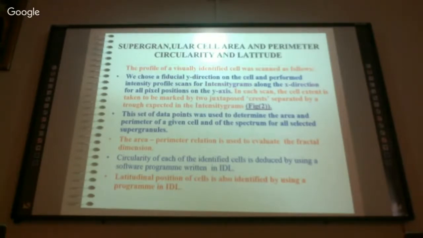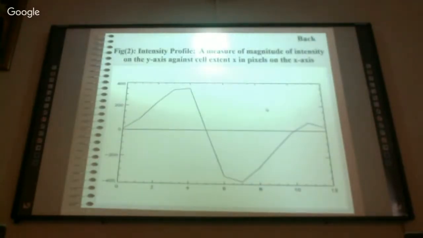So these points were used to determine the area and perimeter of the cell, and similar methods are carried out to determine the area and perimeter of all the selected supergranular cells. So I will show you how this velocity scan profile looks. This gives us the dimension, the size of the length scale of the supergranular cell, the distance between this and this.